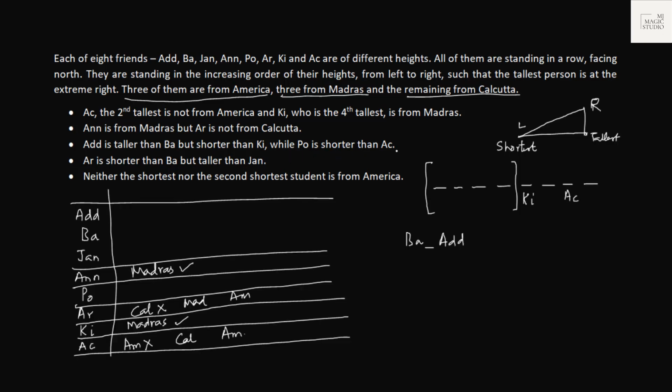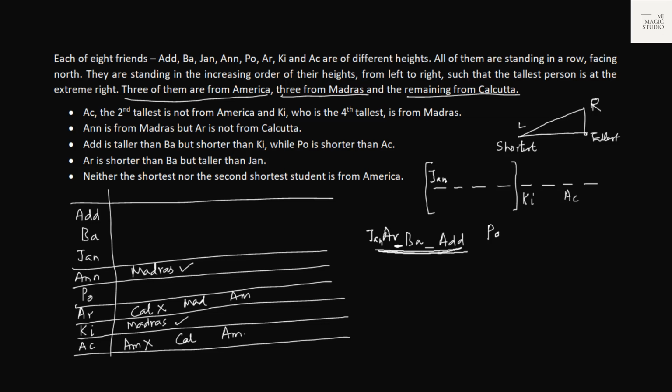While Po is shorter than AC, Po can be at any of these positions. So at this position we don't have Ba, we don't have Ad, we don't have Po. Po is also here. AR is shorter than Ba. AR should be before Ba, but taller than Jain. So now we have got this arrangement. These 4 people should be before Ki. Ad is taller than Ba but shorter than Ki.